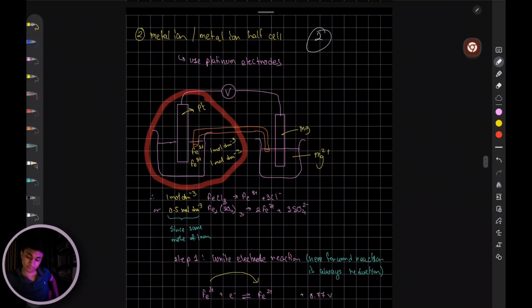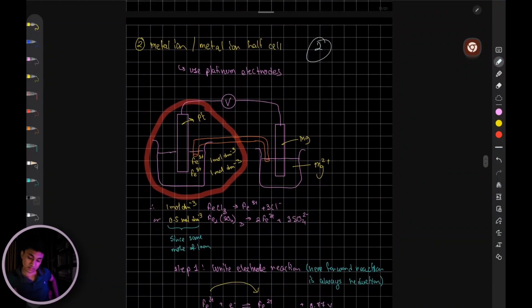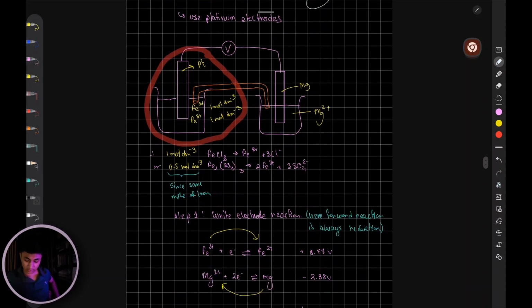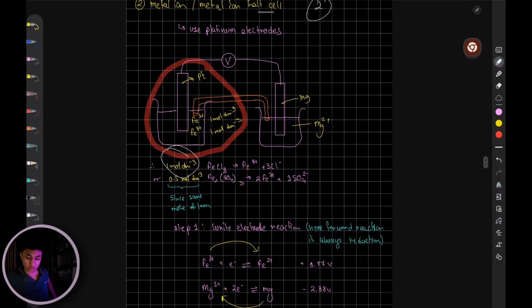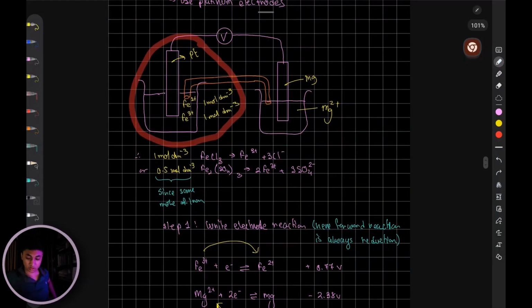like the previous example. In this case, make sure your solution has 1 mole per dm cube of Fe2 plus and 1 mole per dm cube of Fe3 plus. Your electrode is going to be made up of platinum. This is going to be your voltmeter. And if they've given you FeCl3 and ask you to fill in the blanks for what the concentration is going to be, it's going to be 1 mole per dm cube, since 1 mole of FeCl3 also gives 1 mole of Fe3 plus.